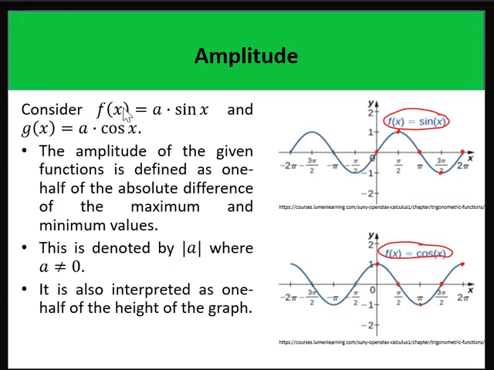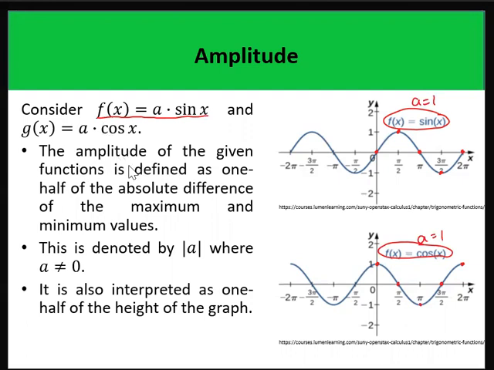Now, let us consider the functions f of x equals a times sine of x, and the function g of x is equal to a times cosine of x. So if we apply these functions to the basic sine and cosine functions, we see that a is equal to 1, and also for the basic cosine function. Now, this a here is important in identifying the amplitude of the sine and cosine functions. So what is the amplitude?